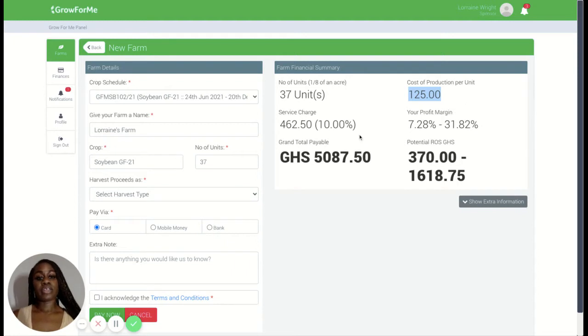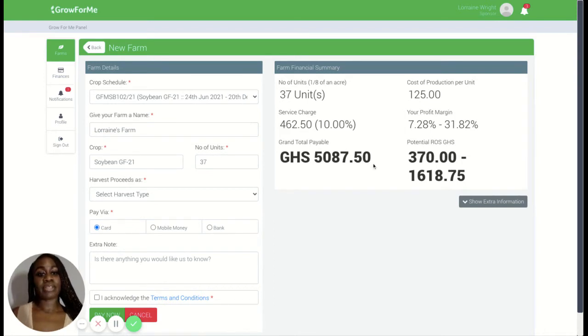You'll then also see the service charge. Now, the service charge is 10% of whatever it is that you spend. Our service charge really just covers the basic costs for our extension officers to go out and supervise the land, and for our drone pilots to take pictures to keep you up to date. It's really the basic cost to cover the various services we need to do in order to make sure that we're yielding the best results for you.